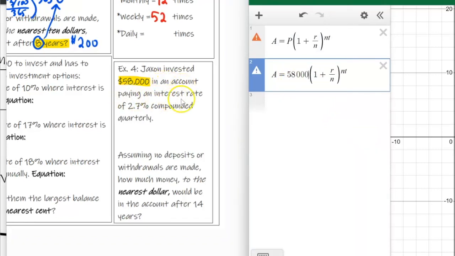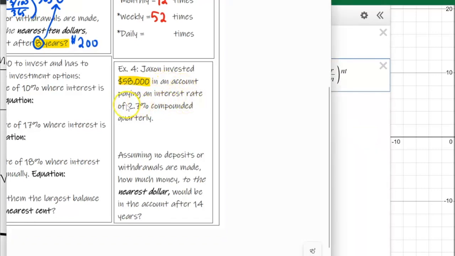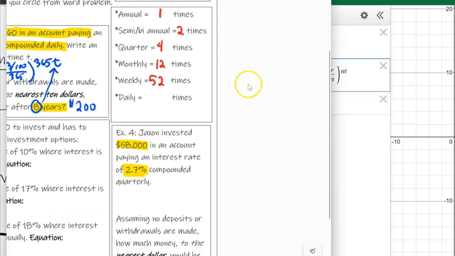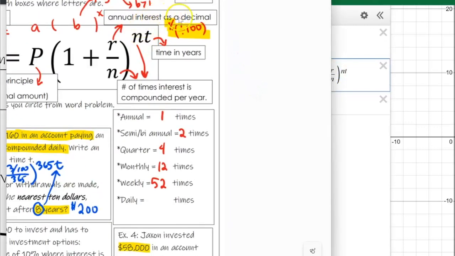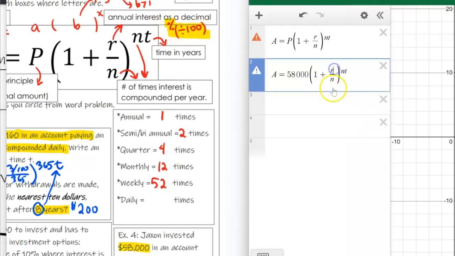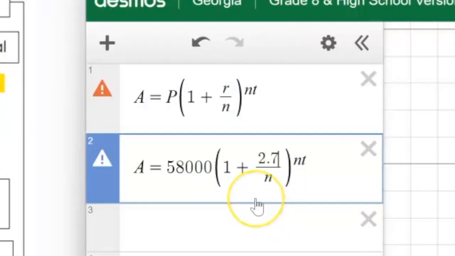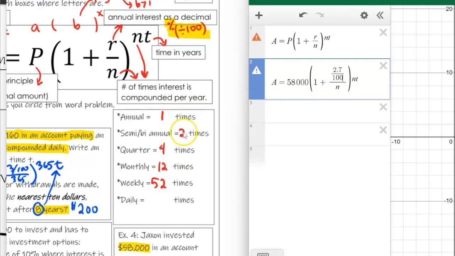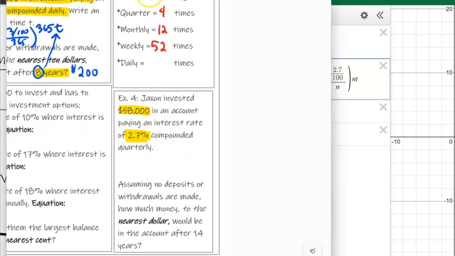And in an account paying an interest rate of 2.7. And this is what I was talking about. Even if the percent is still 2.7, you still must divide it by 100. So R is my interest rate. But because my annual interest as a decimal, it's a percent, I have to divide by 100. So I'm going to go ahead and do 2.7 divide by 100. Okay. All right, then I'm going to move forward.